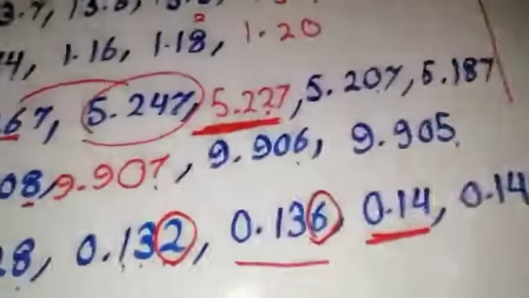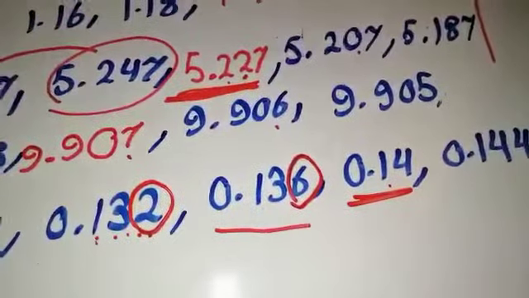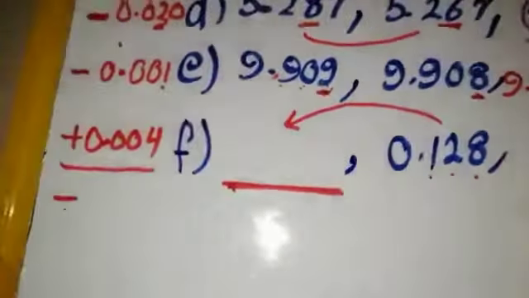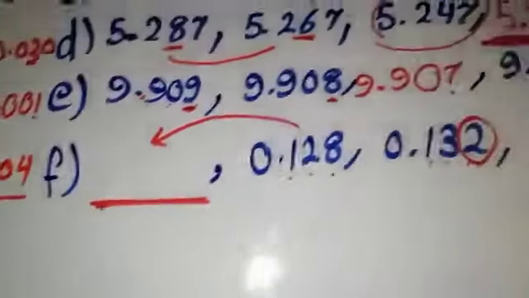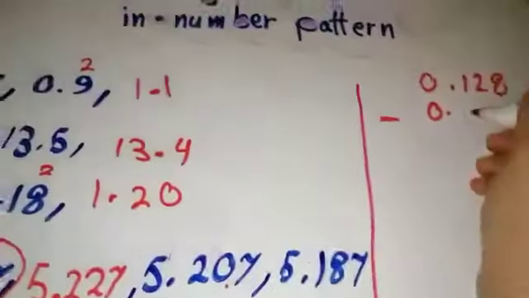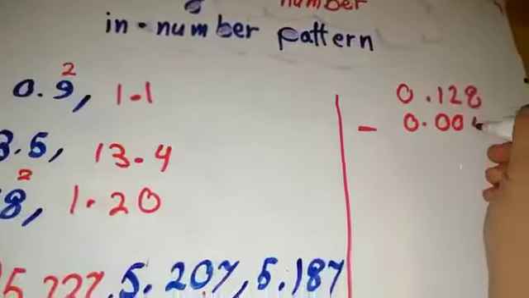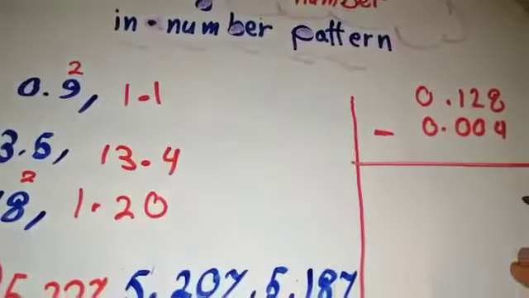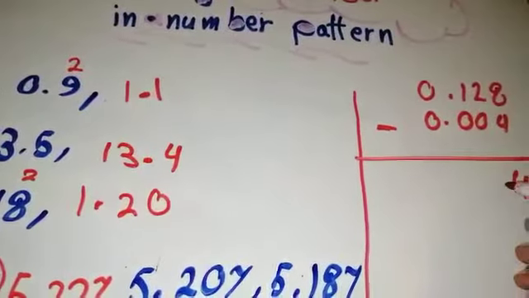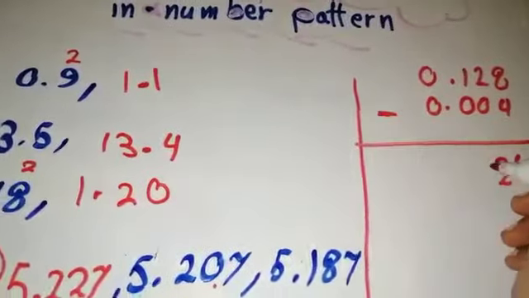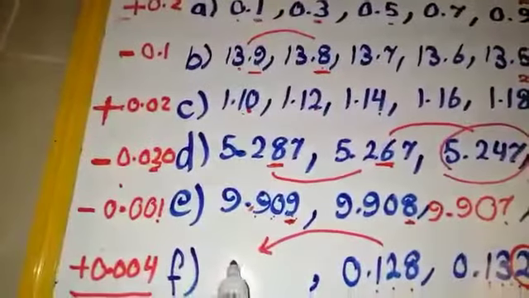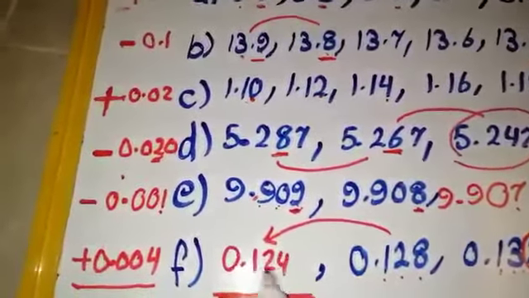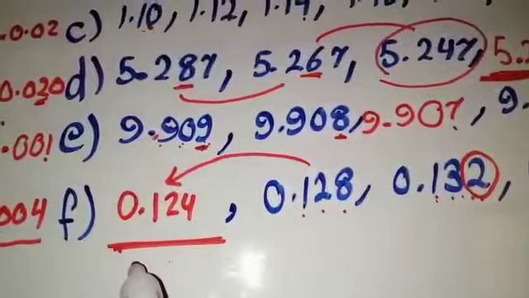Let's see now. I put the number 0.128. And the sign here will be minus because I changed the direction. I put 0.004. Okay, let's do this. 8 minus 4 is 4. 2 minus 0 is 2. 1 minus 0 is 1. Okay, so this is the number 0.124.